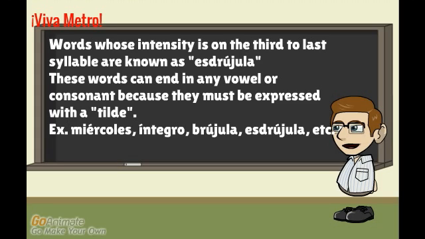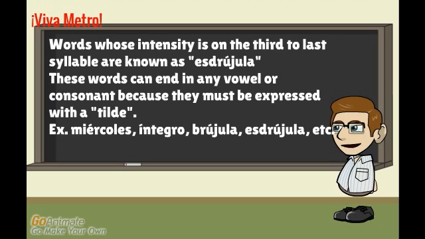Now we are going to move on to words whose intensity is on the third to last syllable. These are known as estrújula. These words can end in any vowel or consonant because they must be expressed with a tilde, which, if you recall, is the accent mark. Take a look at the following examples.